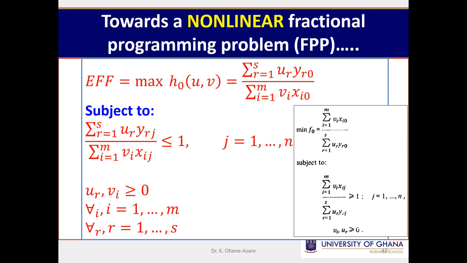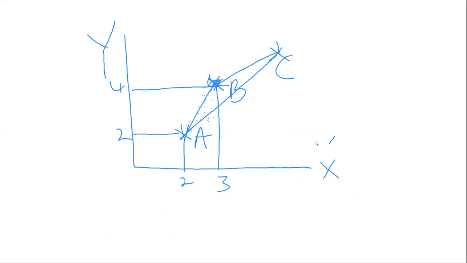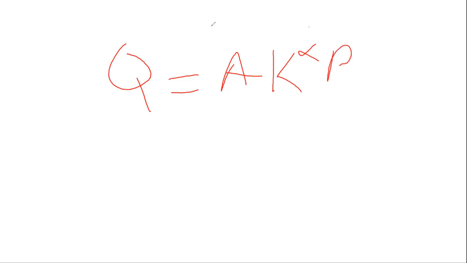Now, of course, you know that working with fractions is more of a problem than working with linear. So we have to convert this fractional programming problem to a linear programming problem. In case you may have forgotten how to do such a conversion, let me remind you of something you already know. Do you remember the Cobb-Douglas production function? Q equals A K alpha L beta. Have you seen something like this before?